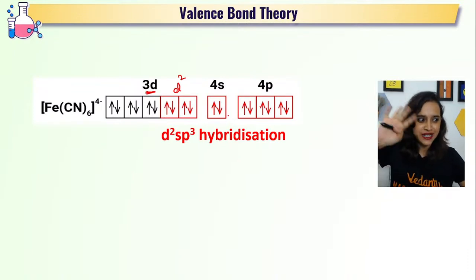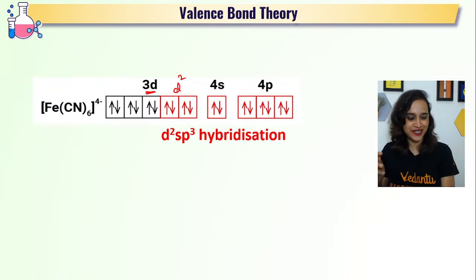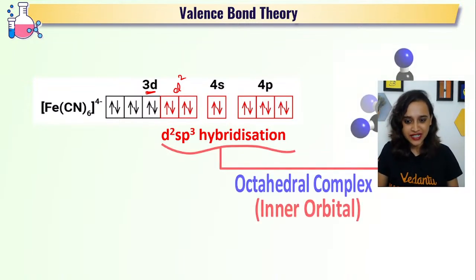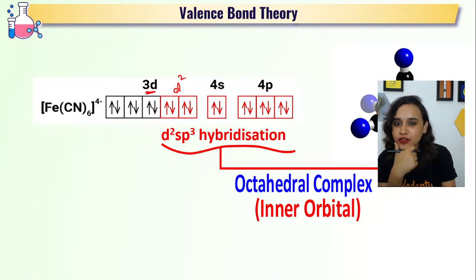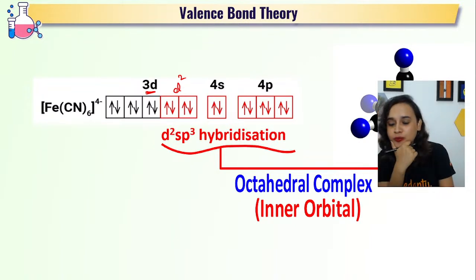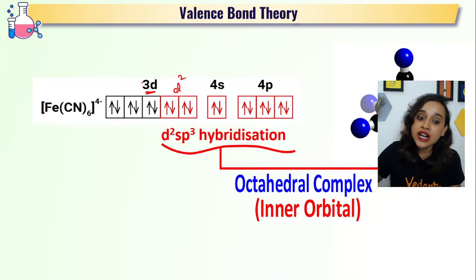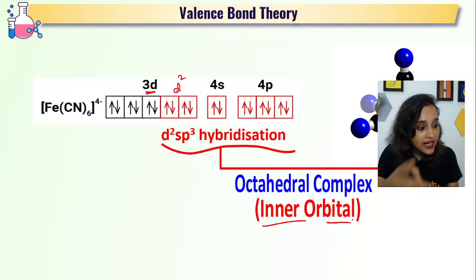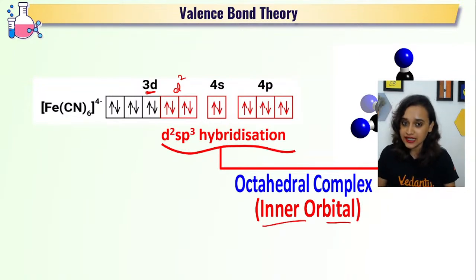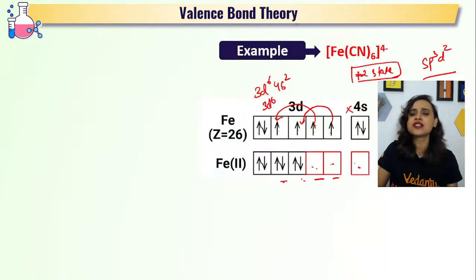Are you all sleeping? Don't tell me you're all sleeping. It's d2sp3 hybridization. Now, what shape will it form? It will be an octahedral complex. And because we are taking n minus 1, that means it is an inner orbital complex. Correct, everyone? Is this clear? Now let's go to the postulate.